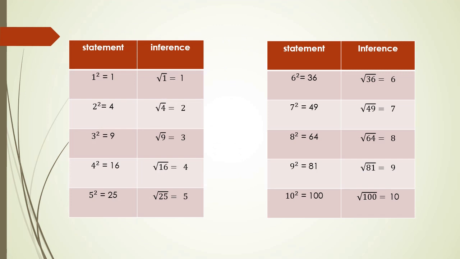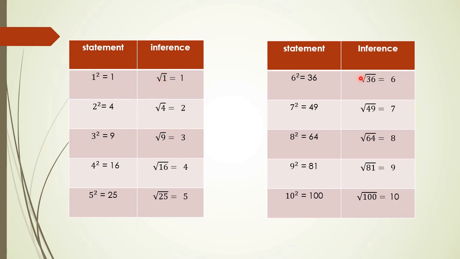Children, here we have two tables. In each table we have two columns. One is statement and the second column is inference. Inference means we are getting some result or conclusion from the given statement. We are arriving at some conclusion or result from the given statement.